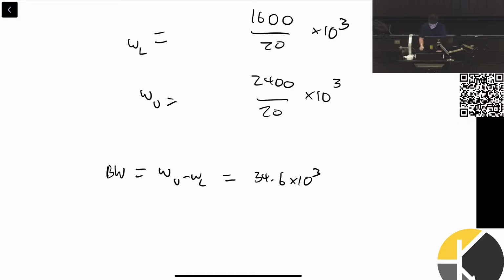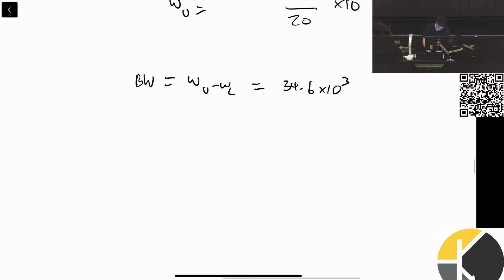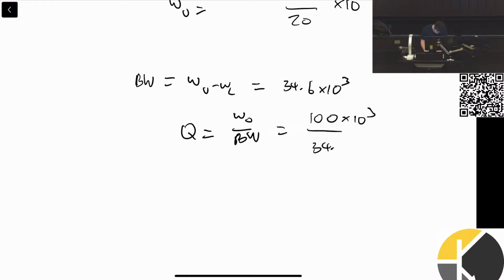And if you remember what our definition of Q is, Q is just omega naught divided by our bandwidth. If you remember, omega naught was 100, so it's 100 divided by 100,000 times 34.6 times 10 to the 3, which is going to end up with our Q factor being 2.87.